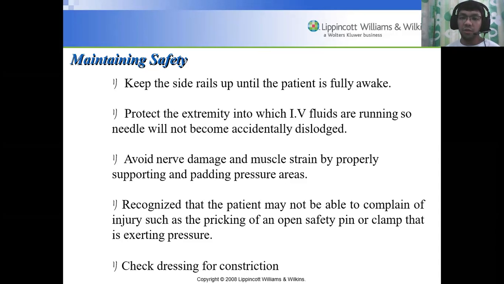Recognize that the patient may not be able to complain of injuries such as pricking of an open safety pin or clamp that is exerting pressure. So you need to check that as well because the anesthesia can cause these things or can numb the patient. So we need to check if there are any safety pins or any clamps on the patient's body. Check the dressing for constriction as well. So check if certain dressings can cause constriction of an extremity or the skin because it can further irritate the skin.